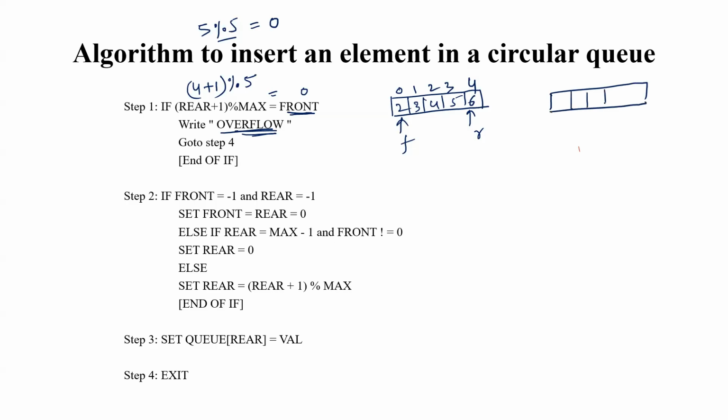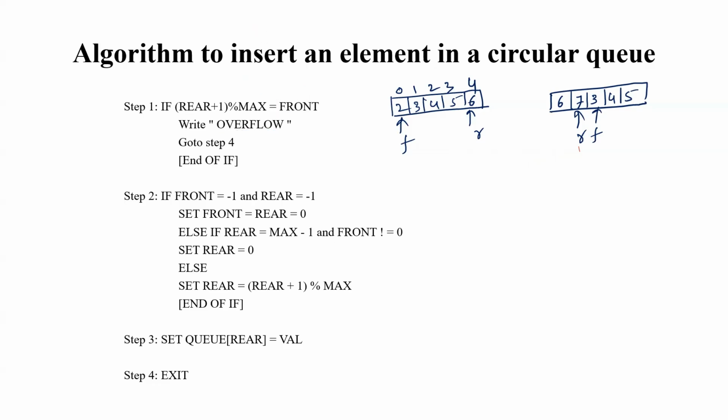Another case can be when we have this kind of scenario, where we have inserted some elements and we have deleted 2 elements also. So this is front and this is your rear. But if we insert two more elements, 6 and 7, your r in the circular queue will come here. So this is another case where we can say that the queue is full. Again we will apply this formula, and this formula will give me the correct answer.